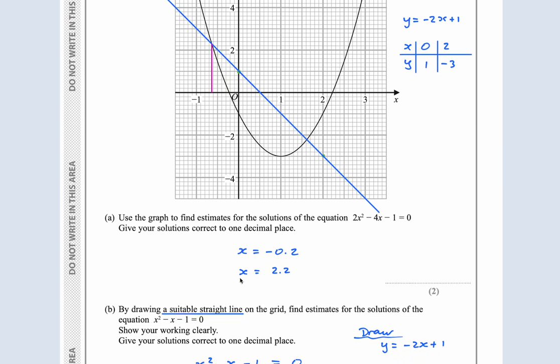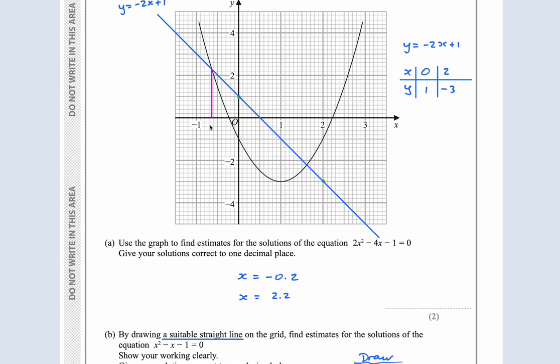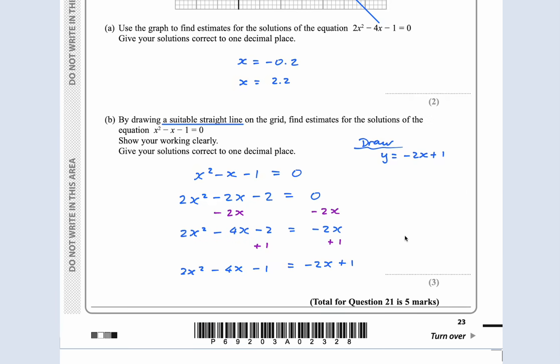Now, does he want it correct to one decimal place? Yes. So I'll go minus 0.6. This is minus 0.6. And then, because I want the x value, similarly here, I will get the intersecting point, go straight up. That's 1.5, 1.6. So my two solutions are negative 0.6 and 1.6. Okay, x equals negative 0.6 and x equals 1.6.